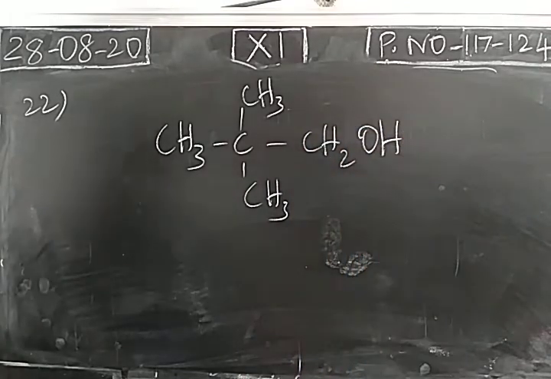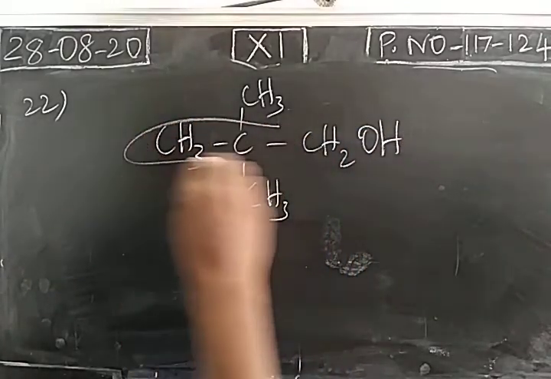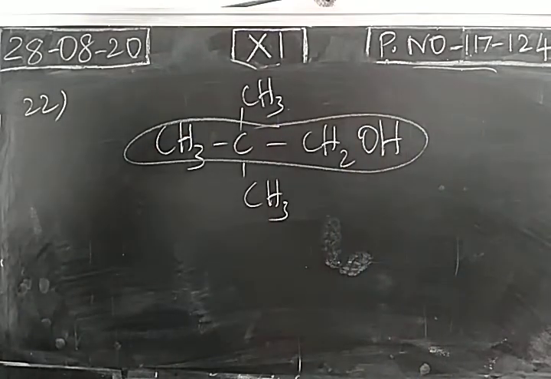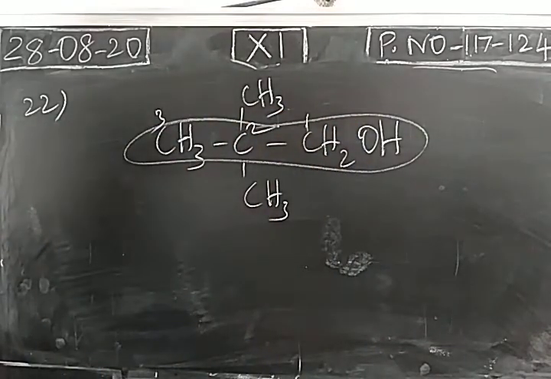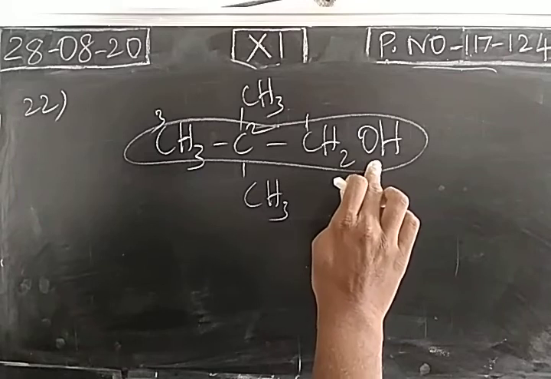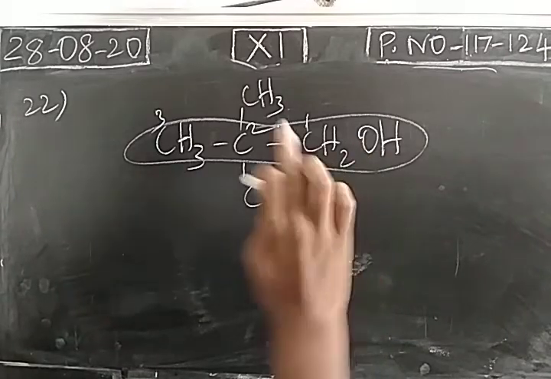So here, select the longest chain. We have to select this as the longest chain. If you select this one, the position of OH cannot be indicated. So this will be the correct selection of the longest chain, and the OH will have the lowest number 1.